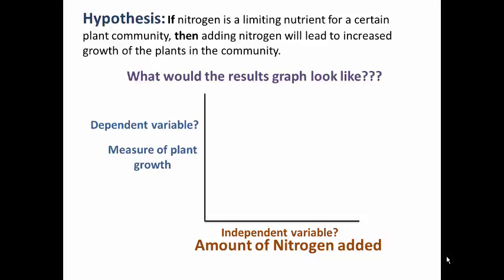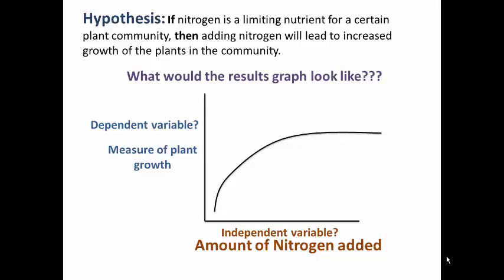So what would the actual results look like if our hypothesis were true? And the way that you're going to say this is, if I increase the amount of my independent variable, what happens to my dependent variable? If I increase the amount of nitrogen added to the plants, what do you think is going to happen to the plant growth? Just have to look at your hypothesis for that answer. If our hypothesis is true, our expected results would be, if we increase the amount of nitrogen, we're going to get an increase in the amount of plant growth.